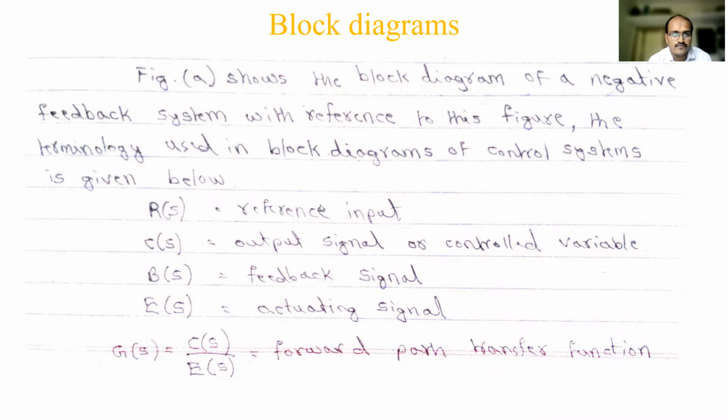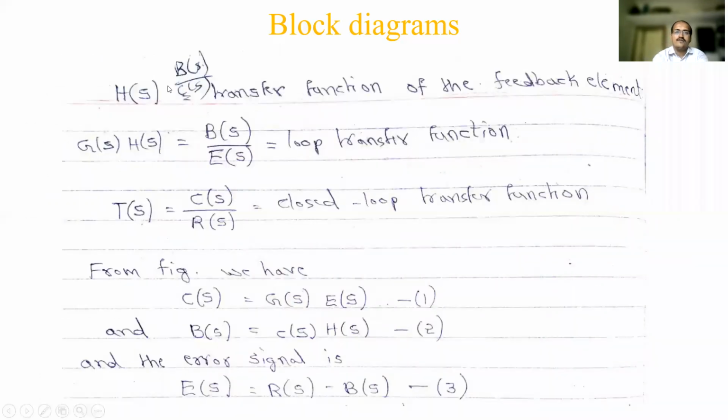Next, similarly we have H of S, another block. What is its output? B of S, the feedback signal. And what is its input? The output coming from the block, C of S. While writing there may be a mistake, so correct it in your notes: B of S by C of S. This is called the transfer function of the feedback element.